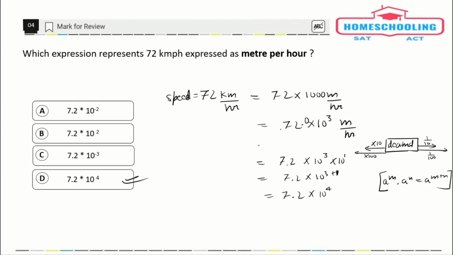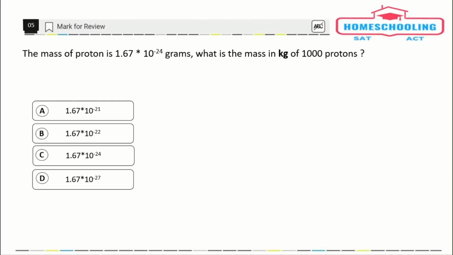Now let's move on to the next question. The question says that the mass of a proton is 1.67 into 10 to the power minus 24 grams. What is the mass in kg of 1000 protons? So one proton is 1.67 into 10 to the power minus 24 grams. So 1000 protons would be how much?